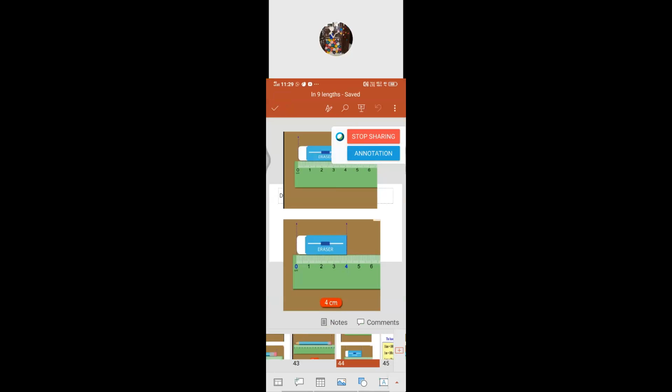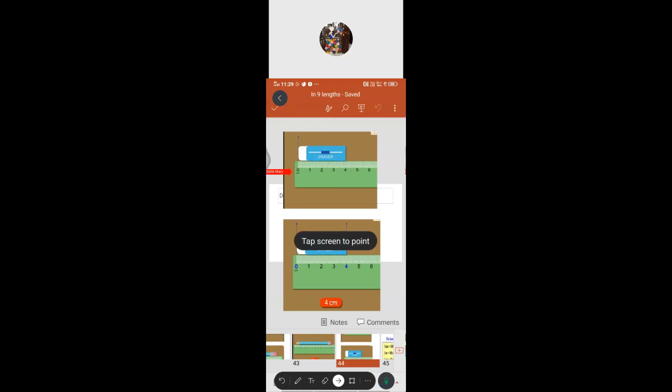Now the eraser. In a similar way we have to do that one. Similarly, we have to measure. See, that should be the eraser. The left side of that eraser should be inside of the 0 or exactly on that 0. The right side of that eraser goes inside with on the ruler. So what is the length of that eraser? 4 centimeters. Yes, 4 centimeters.